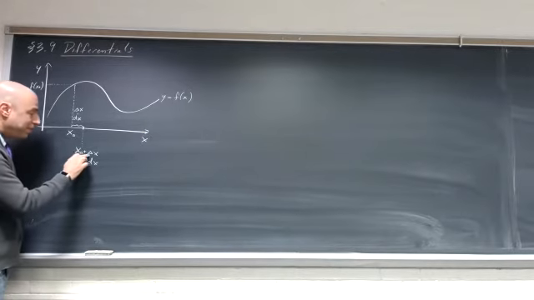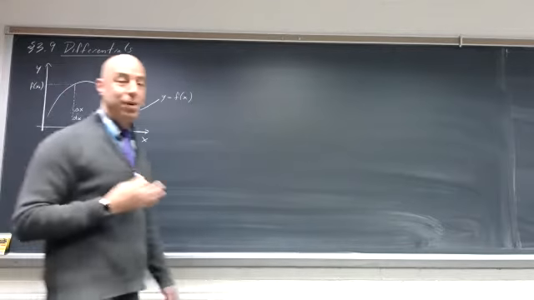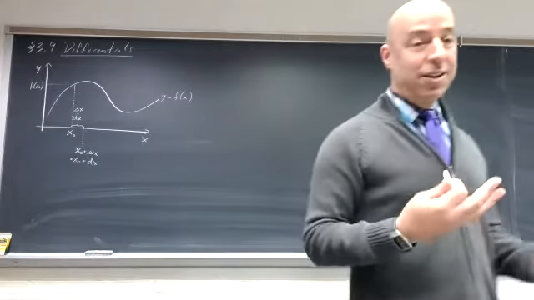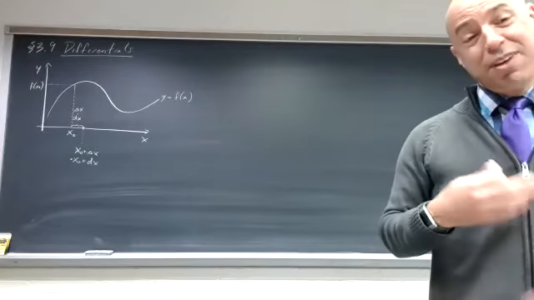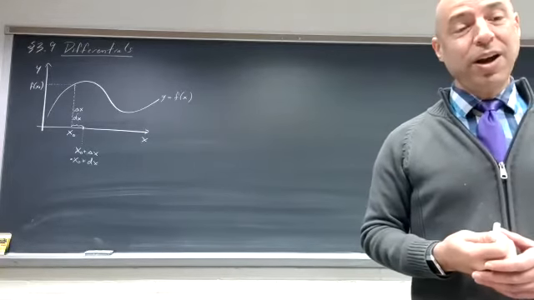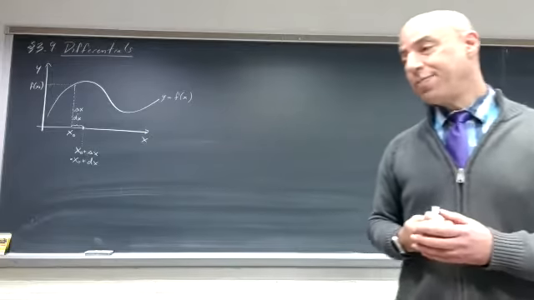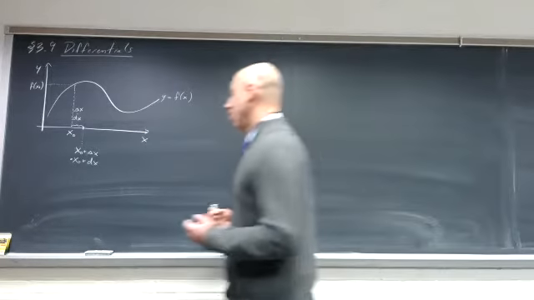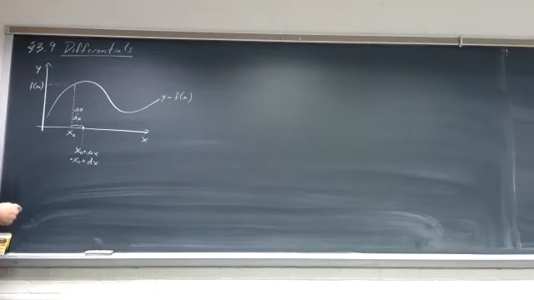I don't know if this little triangle symbol for delta is new to anybody. It's a Greek letter, the fourth Greek letter of the alphabet. If you've taken a physics course before, sometimes in other sciences, they use delta to mean change in. So delta x, the change in x between here and here.